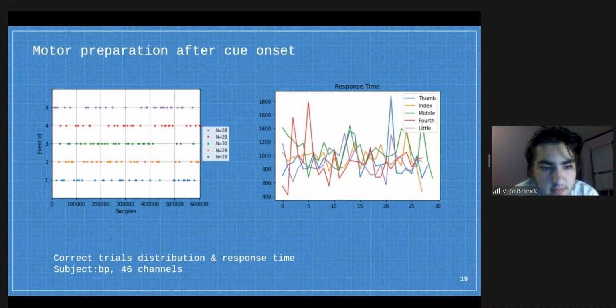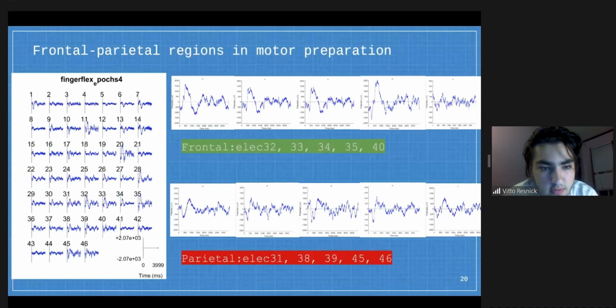We extracted event-related potentials, or ERPs, after the cue onset for all fingers, and several electrodes in the frontal and parietal regions. Those electrode data samples reveal that there are some regions or electrodes that are more active than others. Next slide.